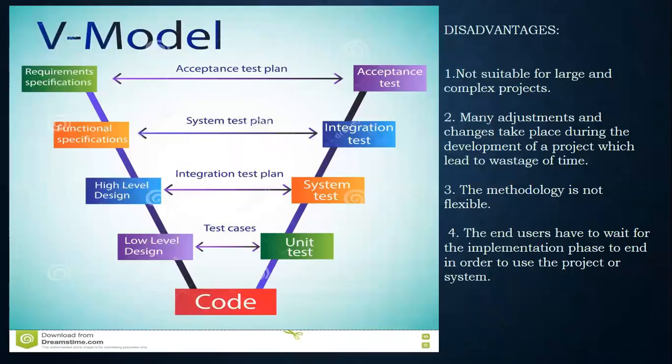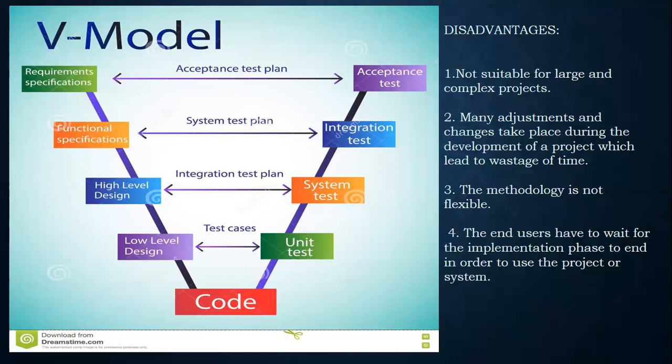Coming to the next methodology, the V model. In the V model, testers and developers start at the same time. Like for requirement specification, the testers and the developers both start parallelly. It is not suitable for very big applications, it is suitable only for smaller applications. In this we have many different adjustments and changes during development of the project, because otherwise it's a wastage of time, right? So both will happen parallelly.